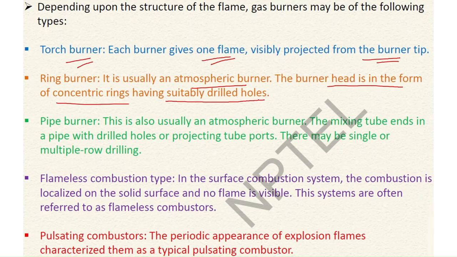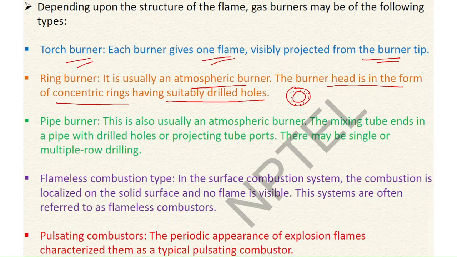For example, it is the burners we have in our kitchens. It is simply a concentric ring in which holes are drilled. Gas stove, it is simply like this, na. So this is a concentric ring in which holes are drilled.